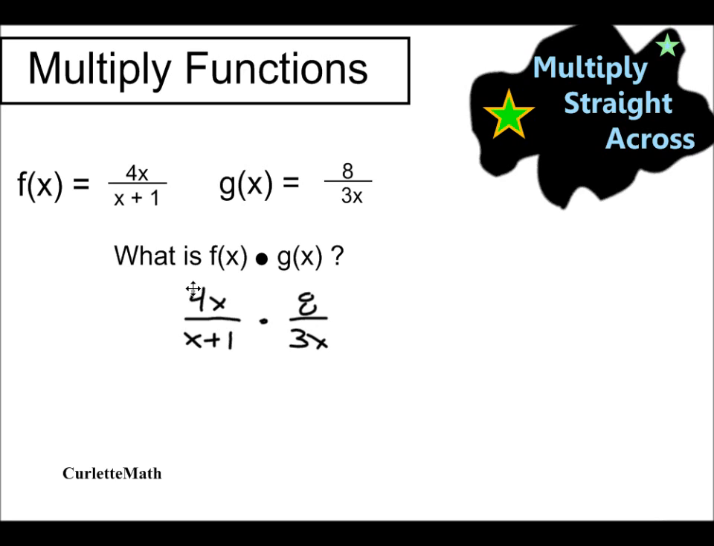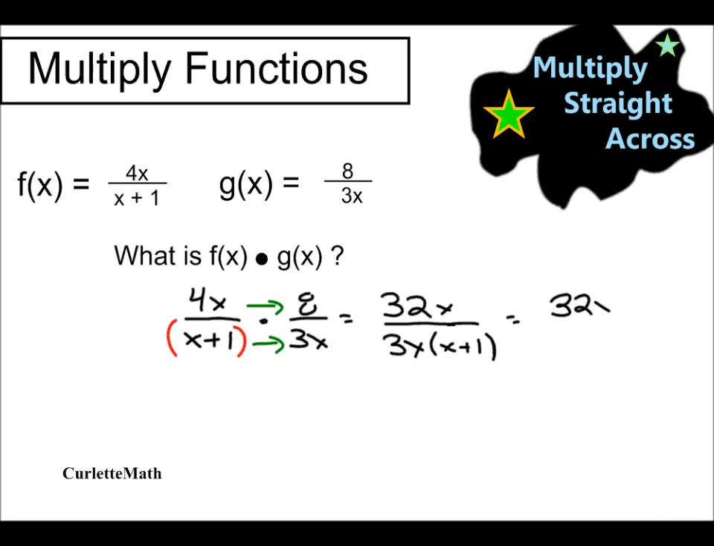Remember, I'm big on the parentheses. So let's multiply straight across, and we're going to get 32x all over 3x times x plus 1. I like that parentheses because that 3x has got to be multiplied to the x and the 1. So we'll have 32x all over 3x squared plus 3x.